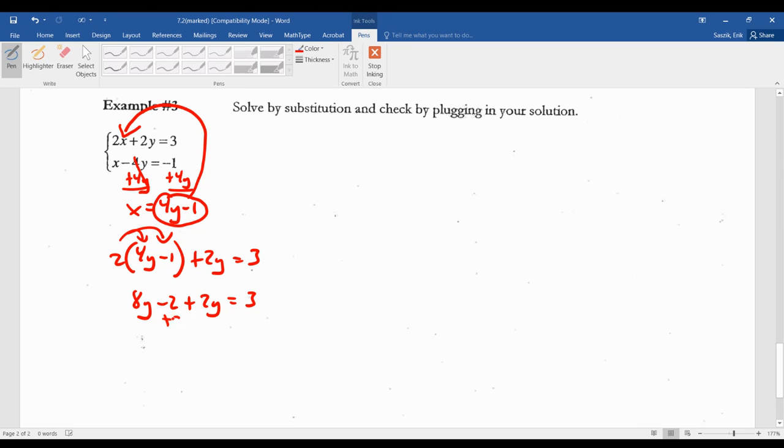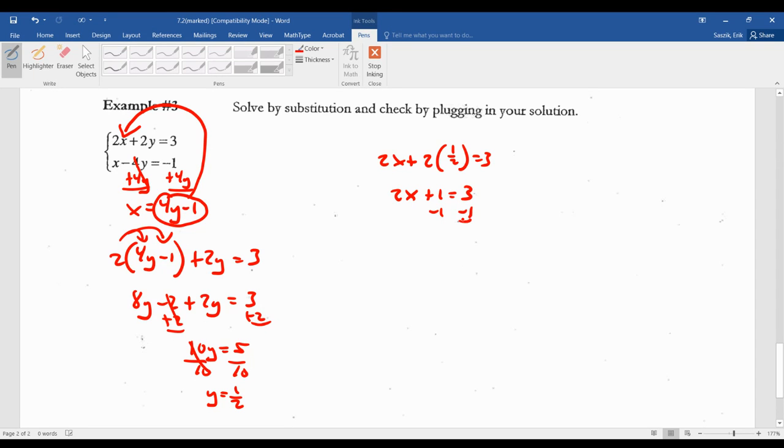Combine like terms and move the 2 over at the same time. So we get 10y equals 5. We're actually going to get a fraction here. That's okay. It's not an ugly fraction. It's y equals 1/2. Okay. I'm going to go into the first equation. So 2x plus 2, but remember, y is now 1/2. Well, 2 times 1/2 is just 1. Move the 1 over, you get 2x equals 2. X equals 1. So our answer is 1 comma 1/2. There you go.